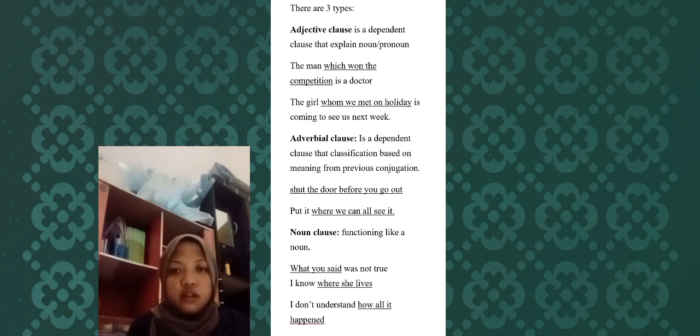Next, an adverbial clause is a dependent clause classified based on meaning from the preceding conjunction. "Put it where we can all see it." "Shut the door before you go out." In the first sentence, the adverbial clause is "where we can all see it."